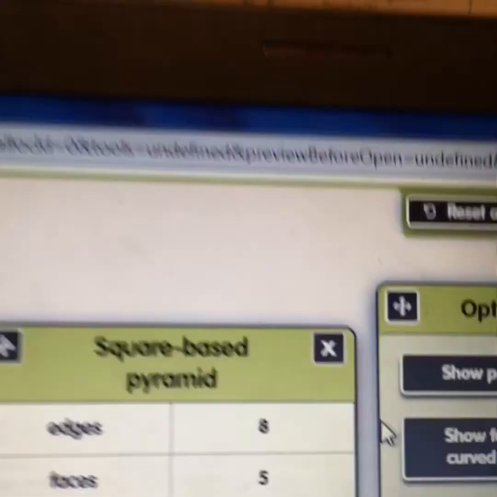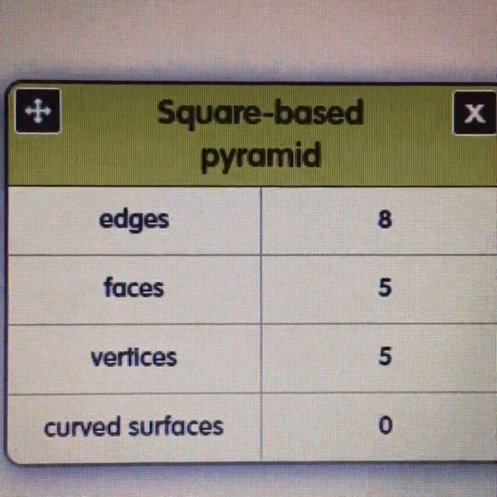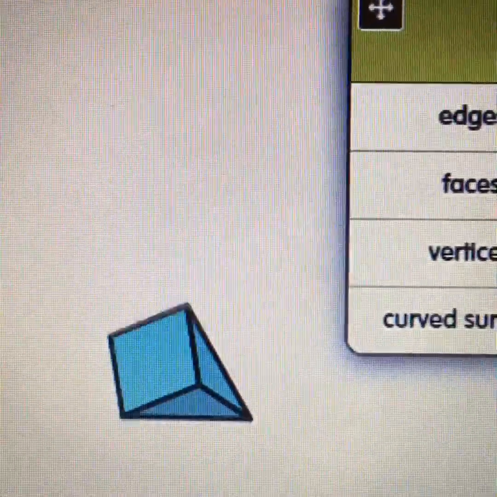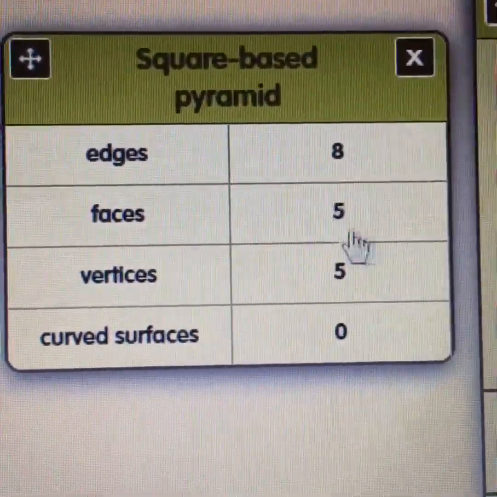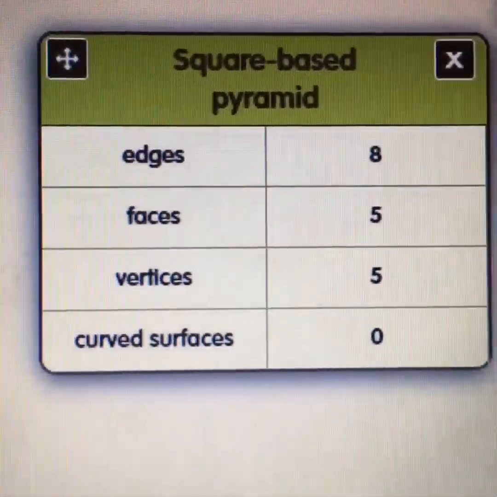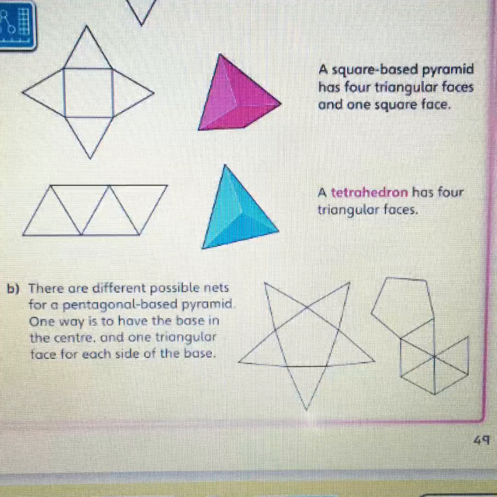Right, lovely. What kind of shape is this? It is a square-based pyramid because there is a square on the base, which you can see there, and the other faces meet at a point. There's 5 faces because there's 4 triangles and 1 square. Perfect.